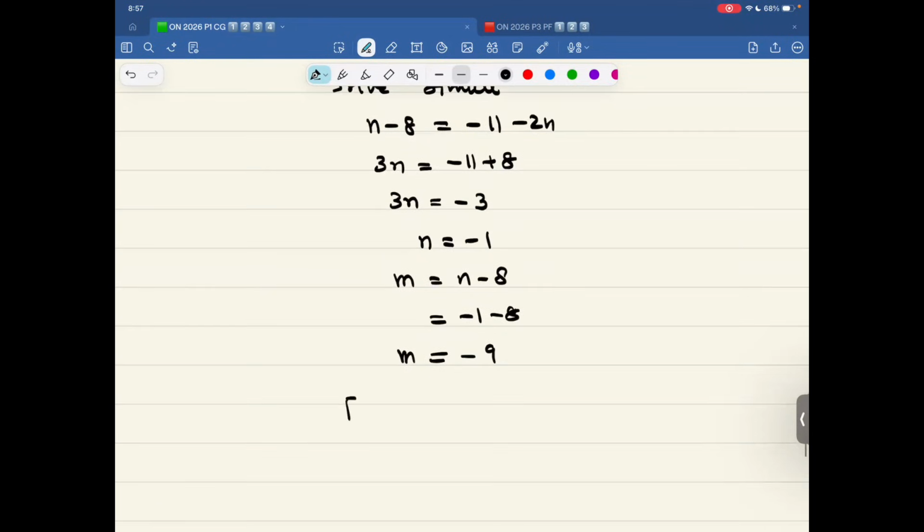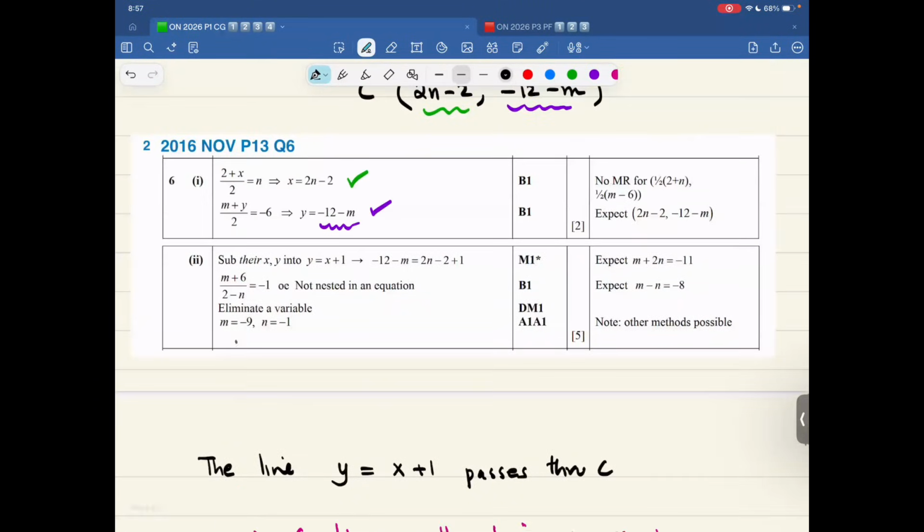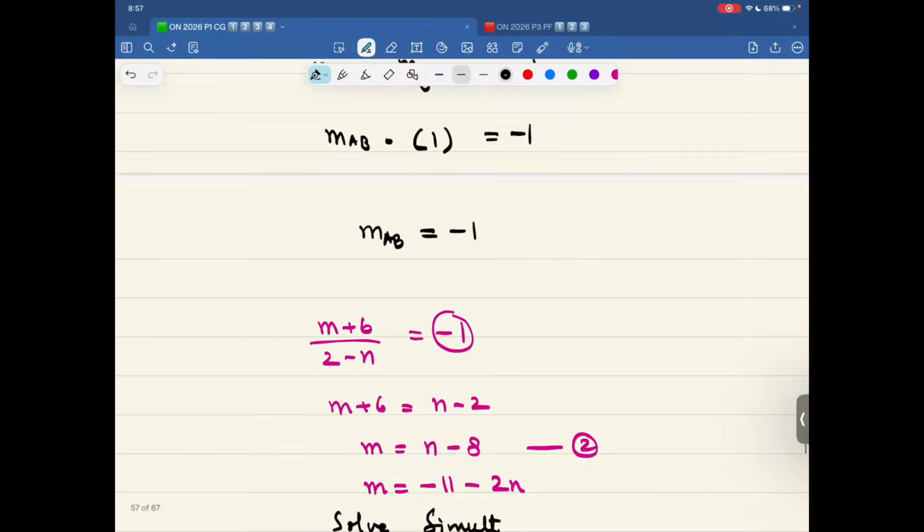So the final answer, if they are asking for M and N: N is negative 1, M is negative 9. Let's hope for the best. That's how it's done and dusted.